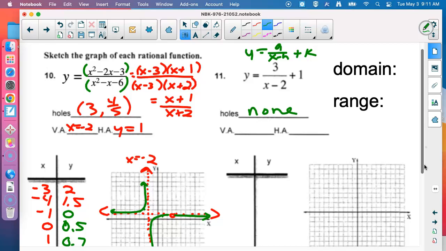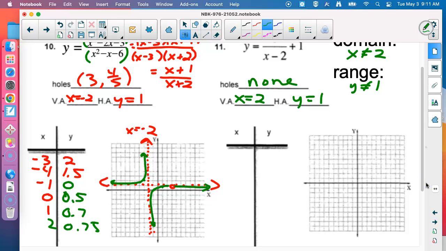Where's the vertical asymptote? 2. Because 2 minus 2 is 0. Where's the horizontal asymptote? Y equals 1. And we could go to domain and range right now and write x can't be 2 and y can't be 1. Because those are our asymptotes. And that's where we start our graphing. We're going to put our vertical asymptote at x equals 2, and our horizontal asymptote at y equals 1.